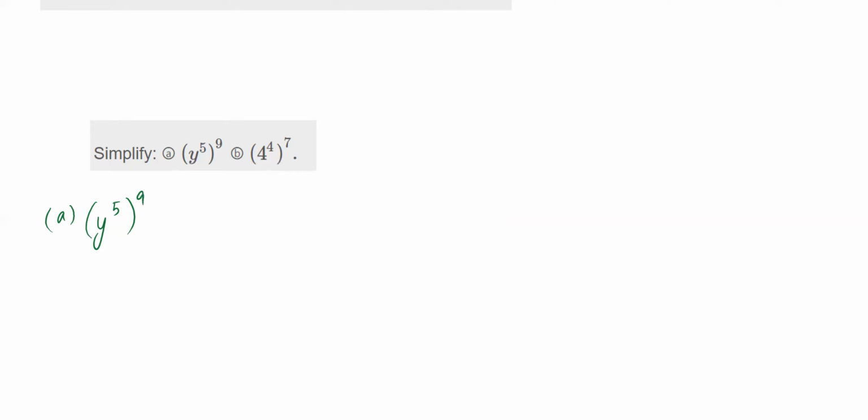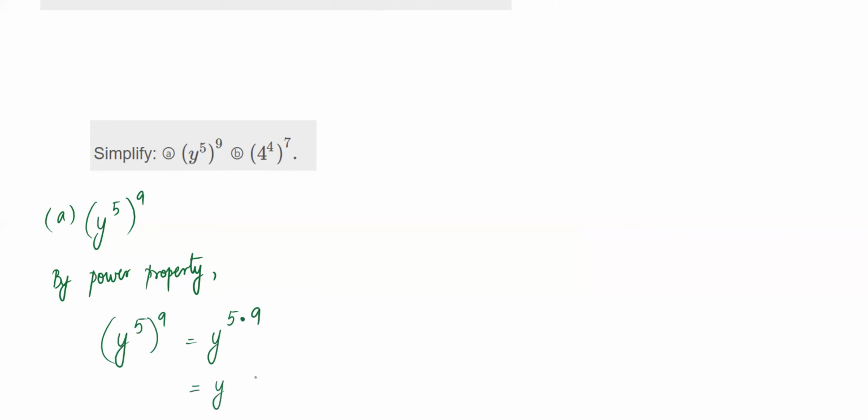But by using the power property, you simply try to understand that stacked powers get multiplied. So 5 times 9. 5 times 9 is 45. So if you had expanded it, it's going to be expanded out.